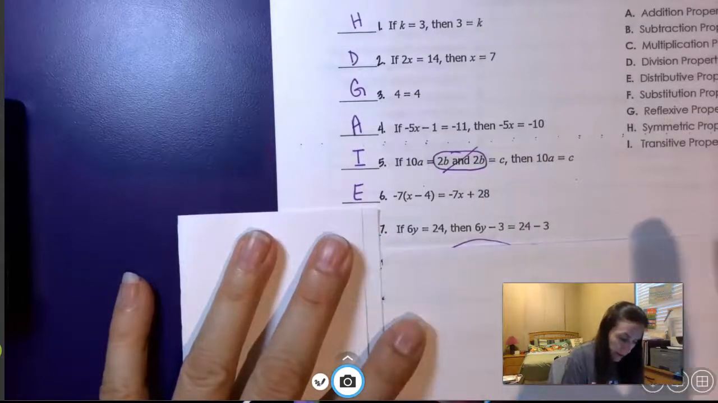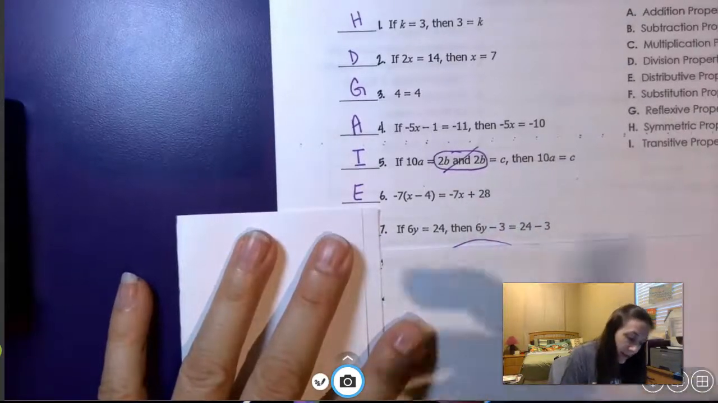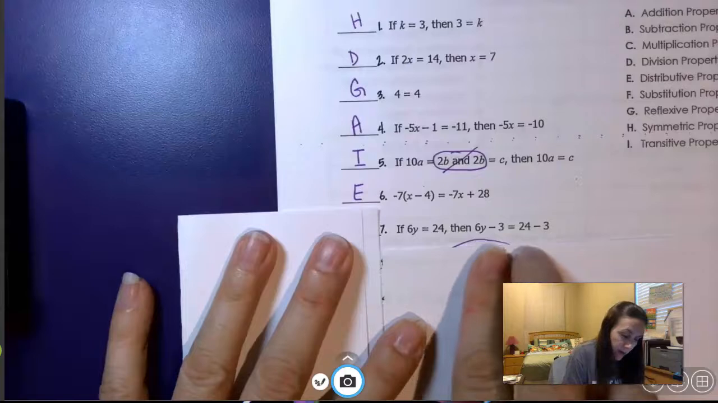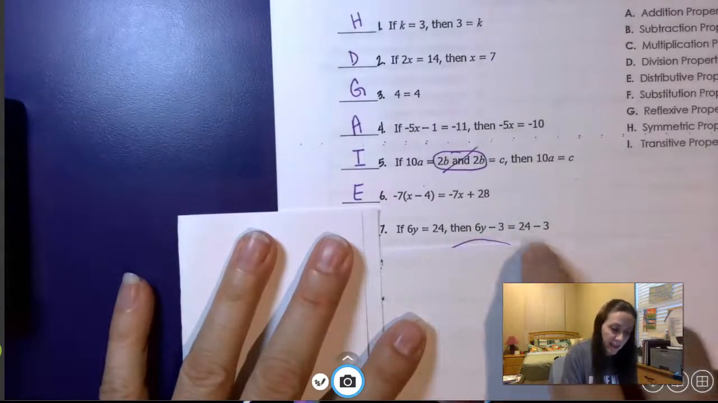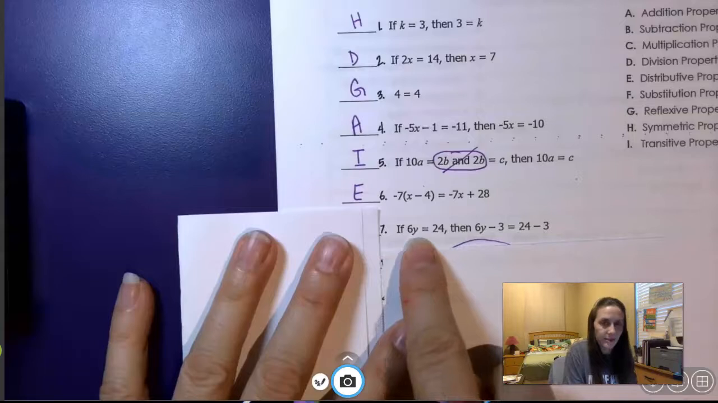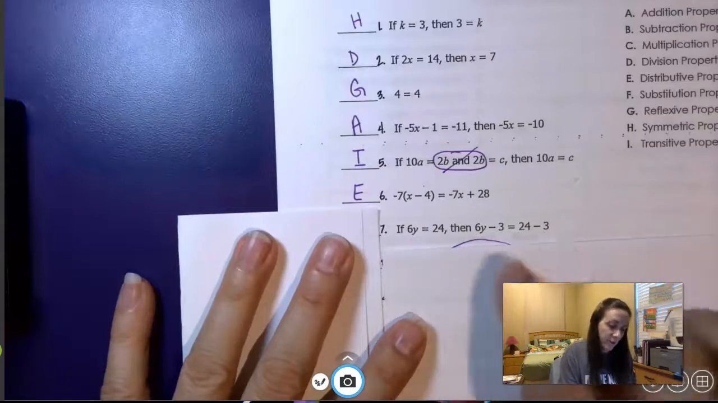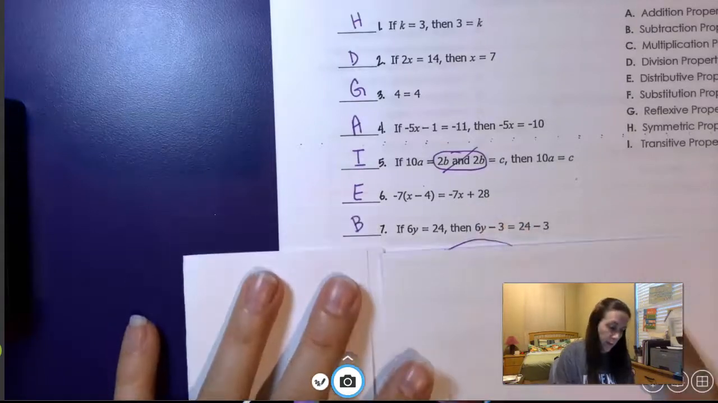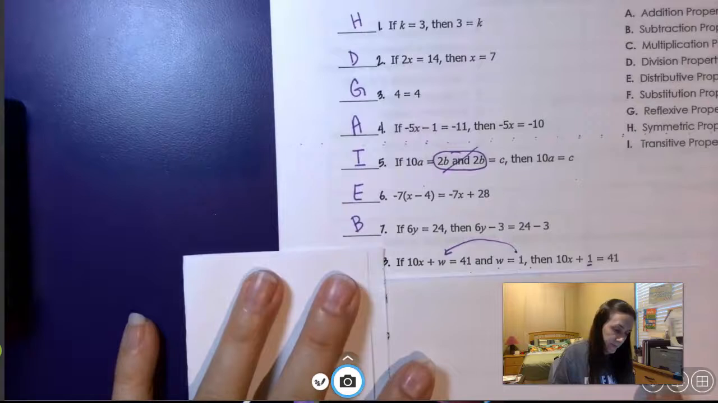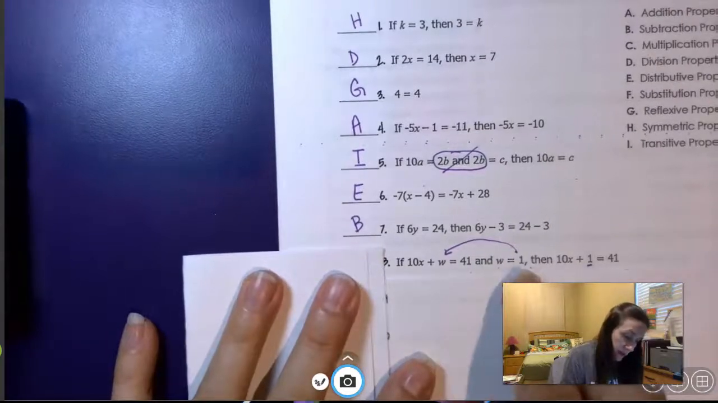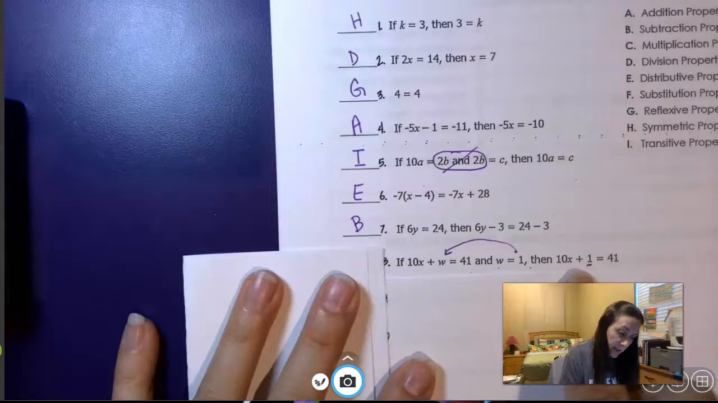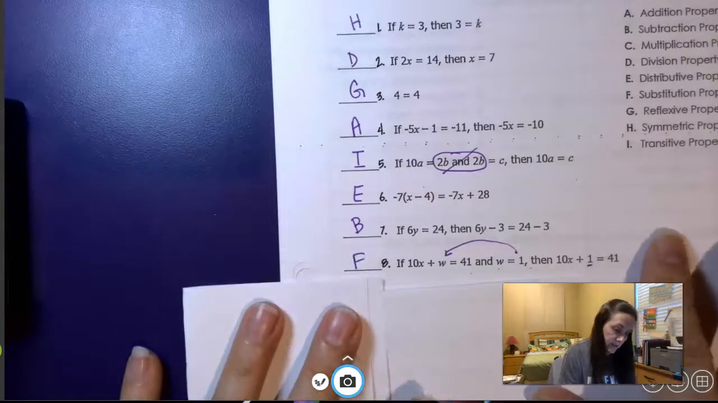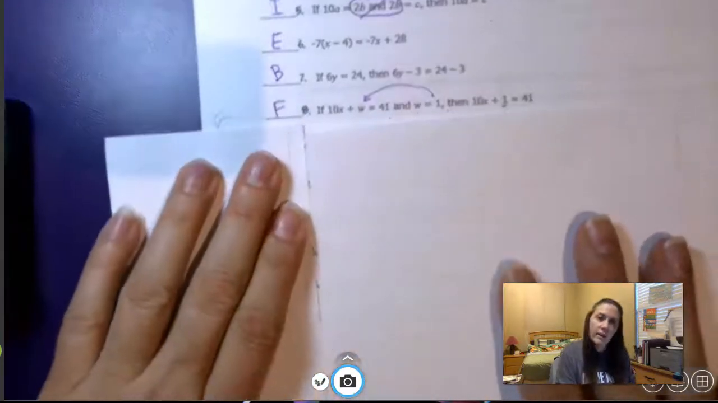This one, now this is tricky because 6y equals 24, and you think, okay, well, you're going to divide, and you get y equals 4. No, because that's not what they did. Over here, they said, well, if you take 6y and 24 and you subtract 3 on both sides, technically that's your subtraction property. They didn't solve this one. So you have to look at whatever it is over there on the then part. So that was subtraction. This one, they took the w equals 1 and plugged it back in. So because they plugged it in here, that's substitution. F was substitution.